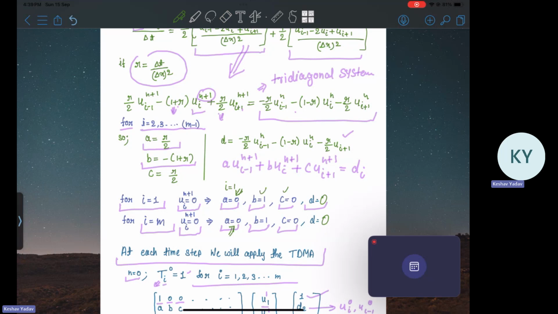Similarly, c is 0, b is 1. So I will just put these values in the expression, and the general values for i equal to 2 to m minus 1. Okay, this is what I am going to do now.